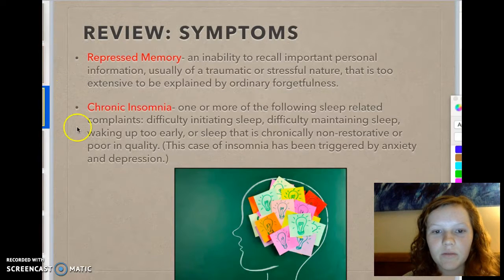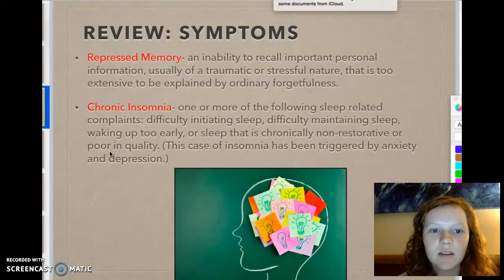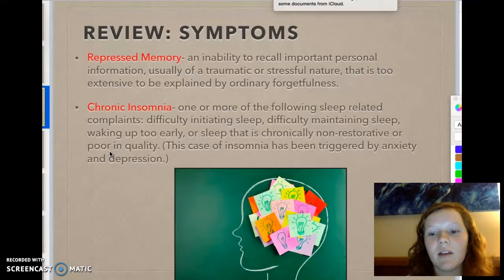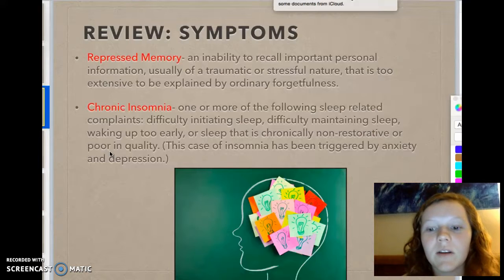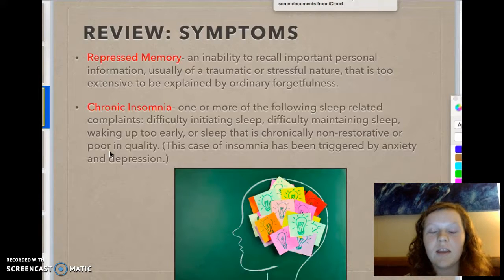So just a review of the symptoms that Wes has, the abnormal behavior. Repressed memory is the big one that the show kind of outlines the most, and this is the inability to recall important personal information, usually of a traumatic or stressful nature, that is too extensive to be explained by ordinary forgetfulness. And like I said, he represses killing his mom. He doesn't even remember that at all.